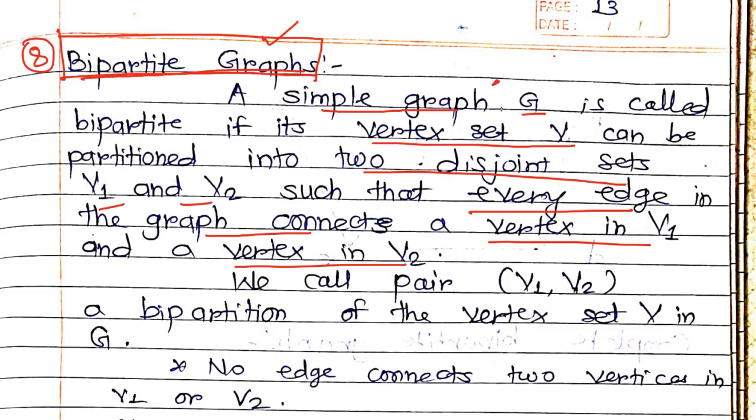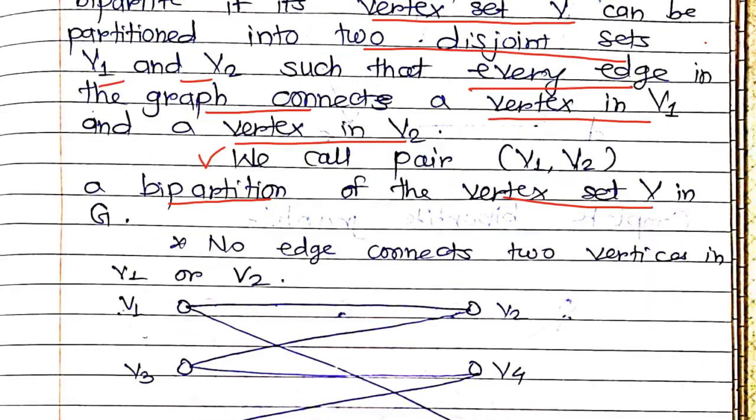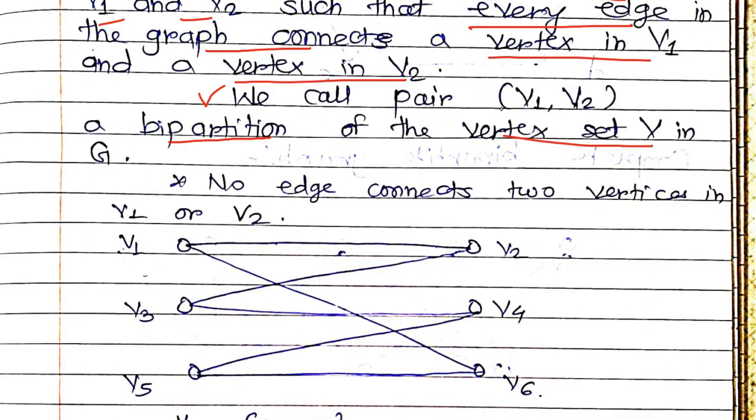So if you take any edge in the graph, that edge will be connecting a vertex from the V1 set and a vertex from the V2 set. Every edge is connecting a vertex in V1 and a vertex in V2. We call this pair V1, V2 a bipartition of the vertex set V in graph G. One more point you should remember: there is no edge that will connect two vertices in the same vertex set, V1 or V2.